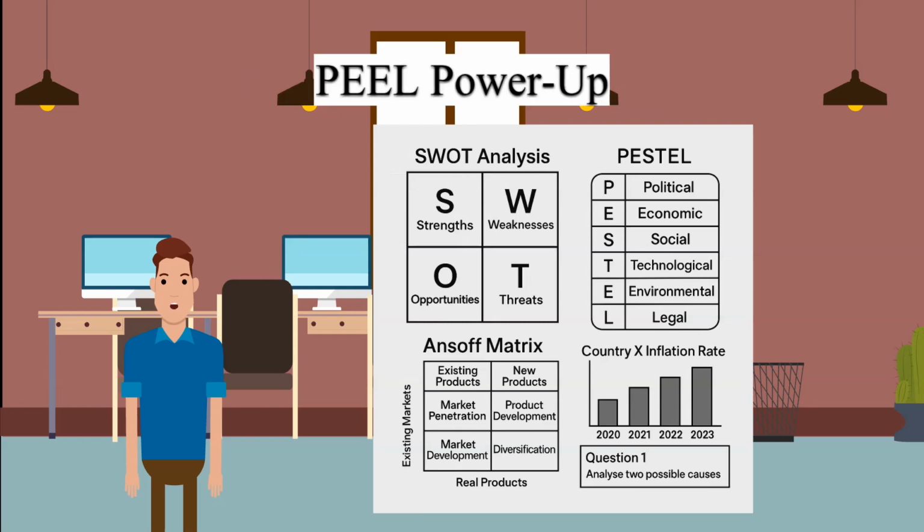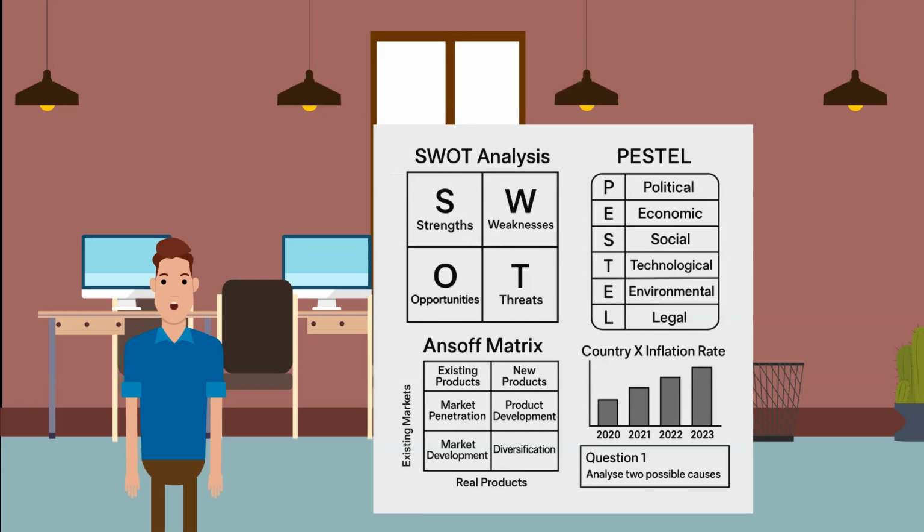PEEL power up. Always write in PEEL: point, evidence, explanation, link. For example, point: rising demand benefits the business. Evidence: sales grew 15%. Explanation: suggests effective promotion. Link: this supports expansion into new markets.